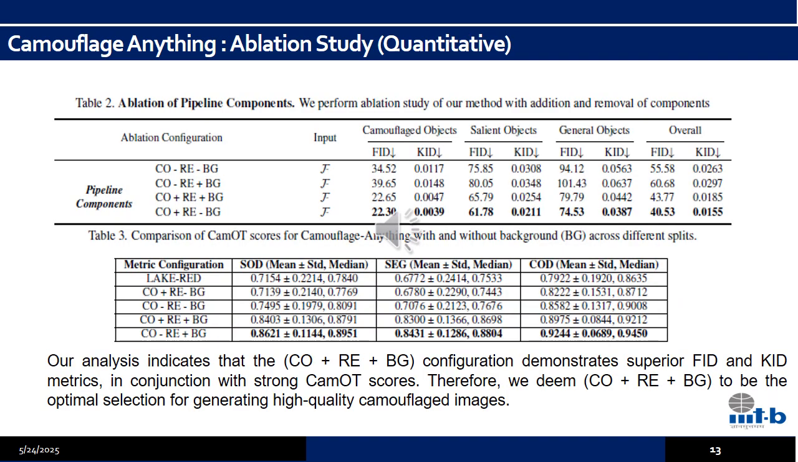In addition to the previous qualitative ablative study, we have also done an ablation study using quantitative methods, that is using FID and KID, as well as our proposed CAMOTI metric. We see from our analysis that the CO plus RE plus BG configuration demonstrates better FID and KID metrics in conjunction with strong CAMOTI scores. So we deem CO plus RE plus BG to be the optimal selection for generating high quality camouflaged images.